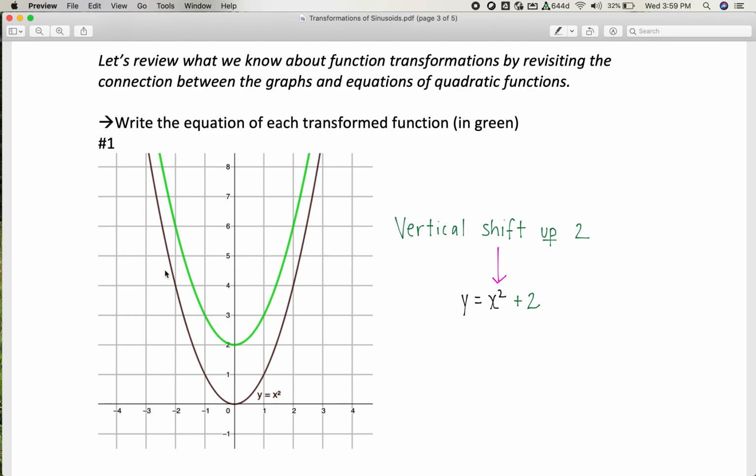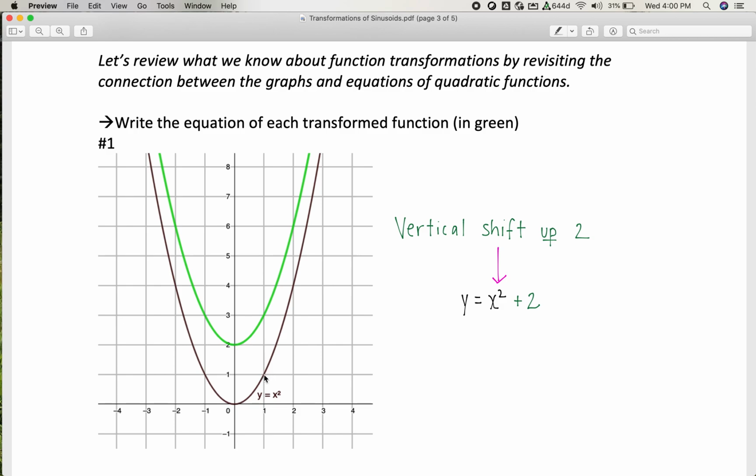So let's take a look here at this black graph right here, y equals x squared. That's the parent function that we've seen in the past, the shape called a parabola. And now let's focus on the difference when we look at this green one here. Notice that the only change is that this vertex that used to be at 0 is now 2 units higher up at 2. And it actually turns out that every point on the graph moved up 2.